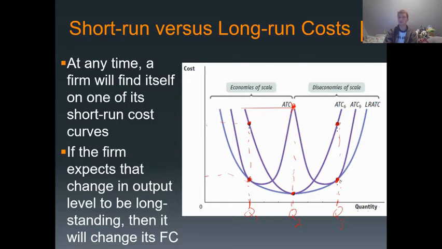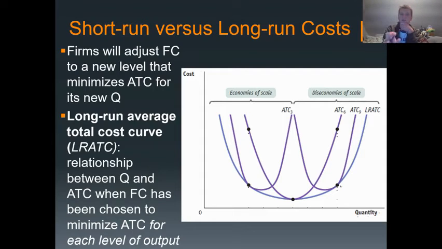By the same token, if you're on ATC6 and you find yourself having to produce a lower quantity at Q1, and you think that's going to stay for a long time, well, then you're going to want to downgrade your factory size to ATC3 just to keep it at a lower cost. So that's how you make decisions using the long run ATC.